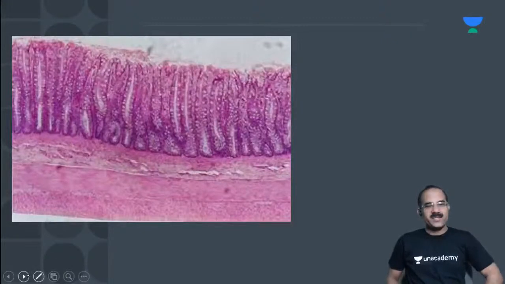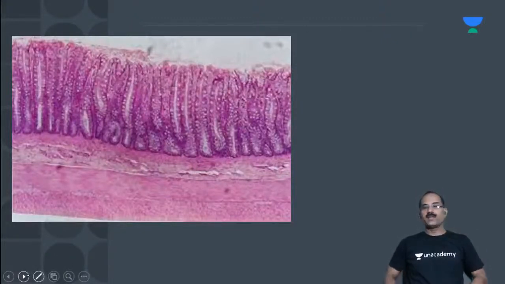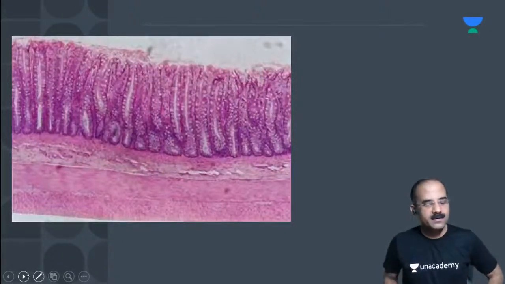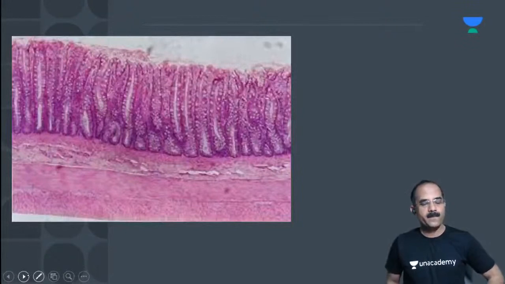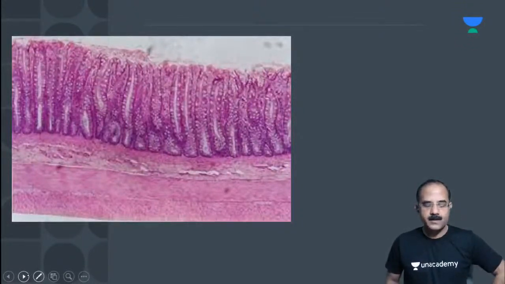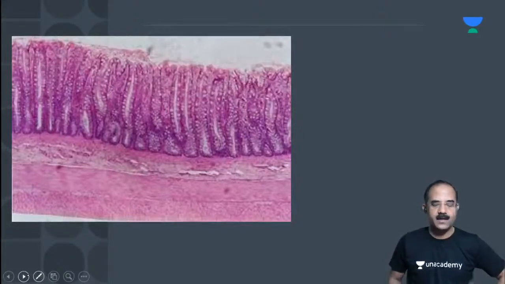Fine. Mnemonics you're remembering, okay. Fine, identify this slide, come on. Jejunum, okay. Anything else? Large intestine, jejunum. Fine. Anything else?